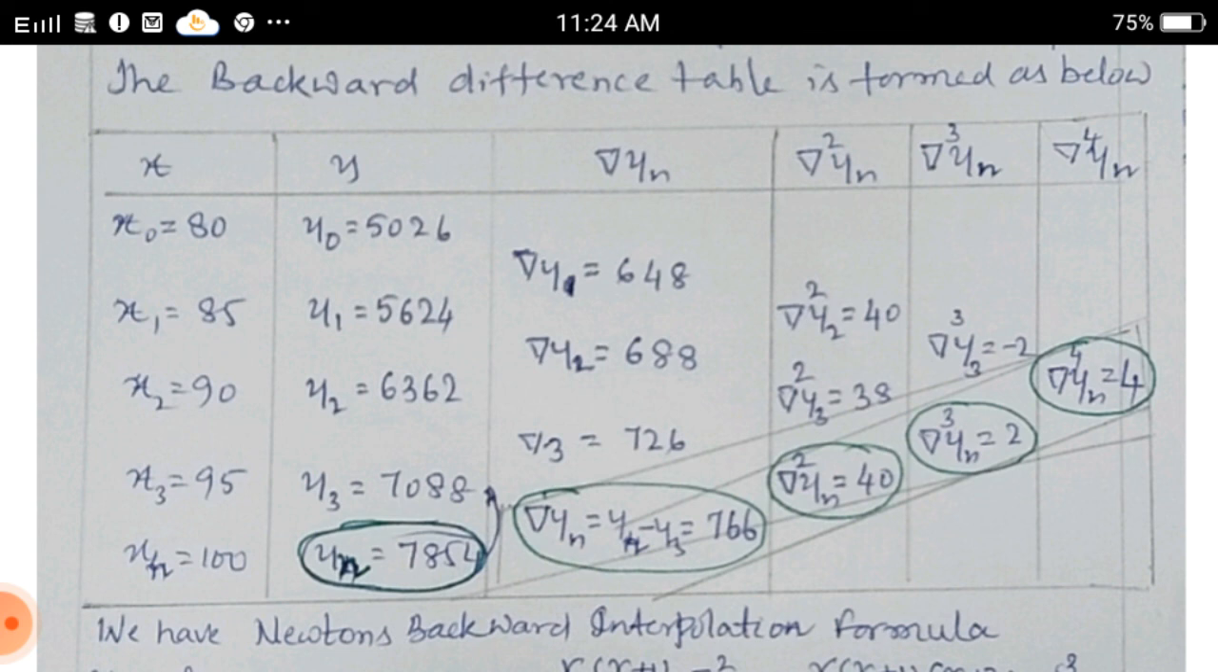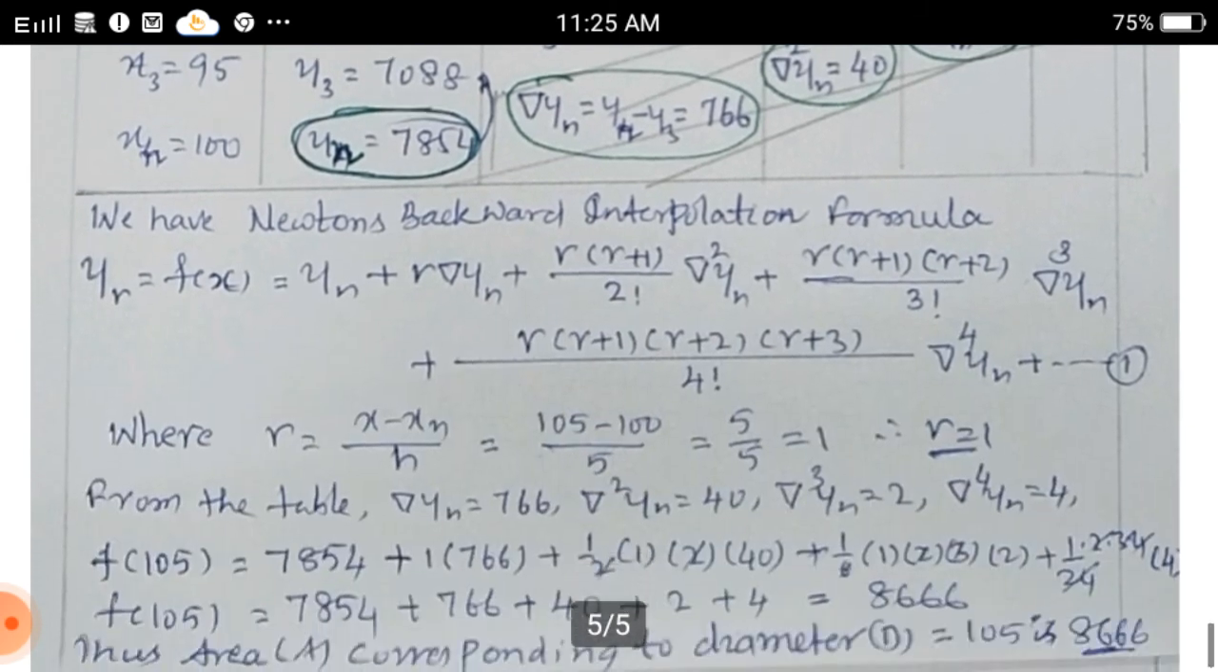So observe the table. The last entry in each column is shown, I just rounded. xn is equal to 100, yn is equal to 7854, del yn is equal to 766, del square yn is 40, del cube yn is 2, del to the power of 4 yn is equal to 4. We have Newton's backward interpolation formula. So with the last value xn, f of xn is yn. Therefore yn is equal to f of xn.